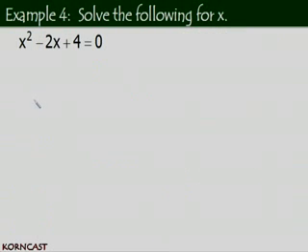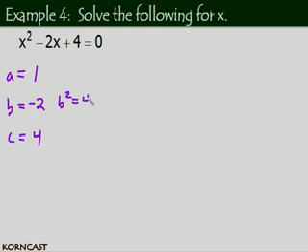In example 4, we're going to solve yet one more equation for x. And notice that this equation is in standard form and it's equal to 0. So identifying the a, the b, and the c are going to be easy. The a is going to be 1, the b is going to be negative 2, and the c is going to be 4. And again, squaring my negative 2, I'm going to get b squared is equal to positive 4. Again, negative 2 times negative 2 is a positive 4.